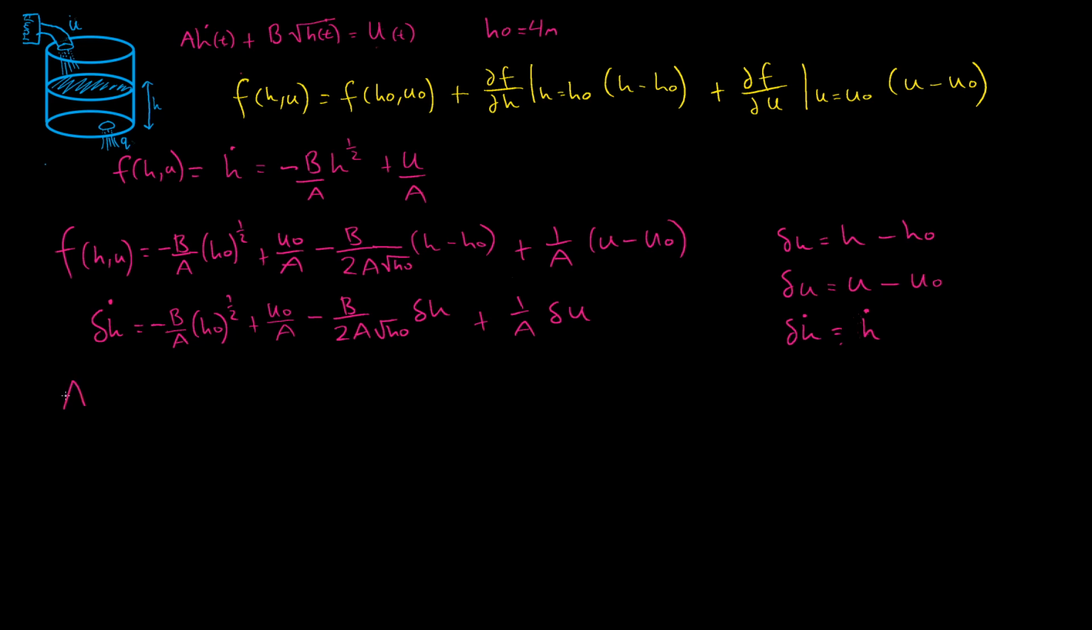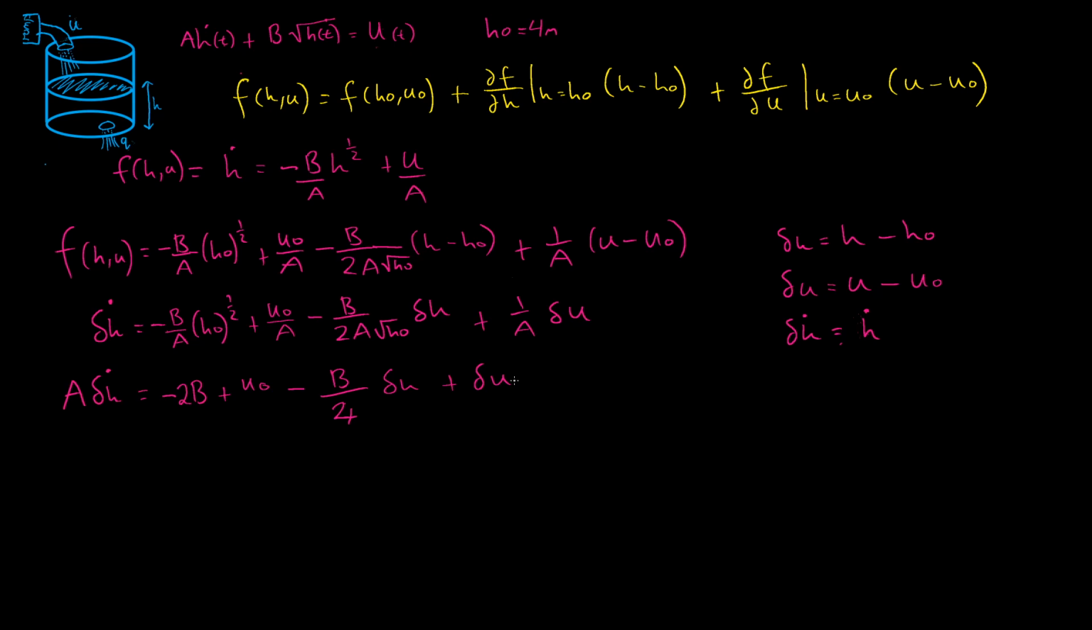So we have A delta H dot is equal to minus B, the square root of 4 is 2, so minus 2B, plus UO, minus B on 2, again, square root of 4 is 2, so this is actually a 4, delta H plus delta U.